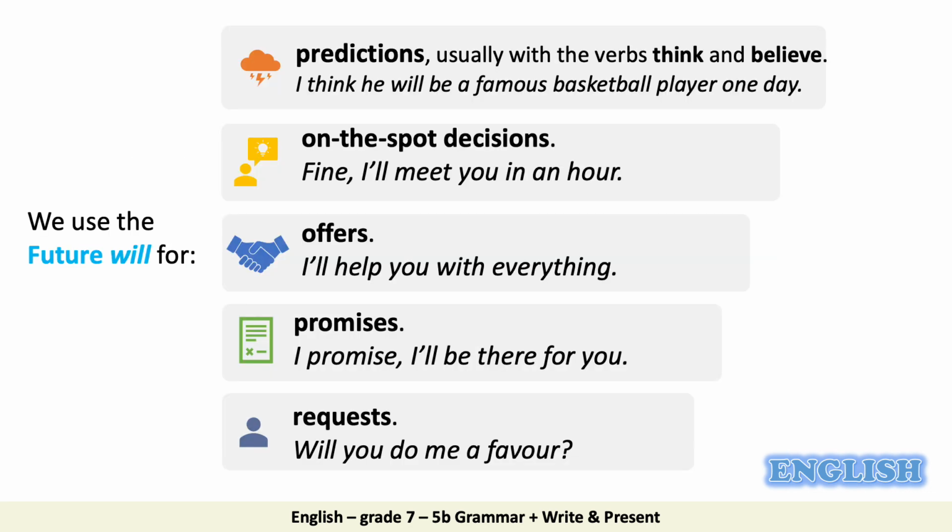We also learned that we use the future will first, for predictions, usually with the verbs think and believe. For example, I think he will be a famous football player one day. Second, for on-the-spot decisions. For example, fine, I'll meet you in an hour. Third, for offers. For example, I'll help you with everything. Fourth, for promises. For example, I promise I'll be there for you. And lastly, for requests. For example, will you do me a favor?